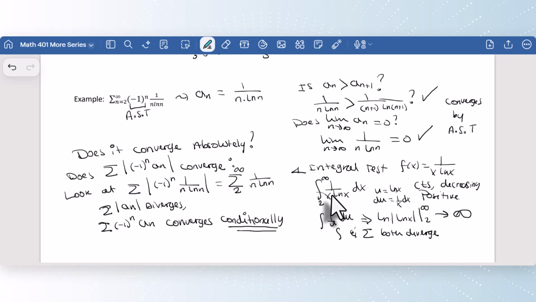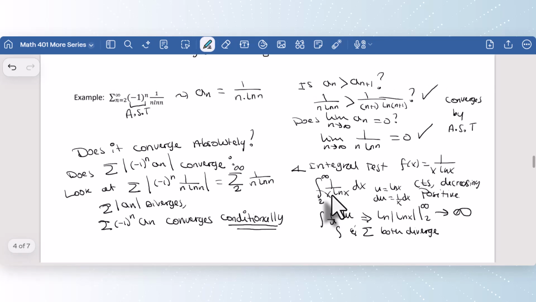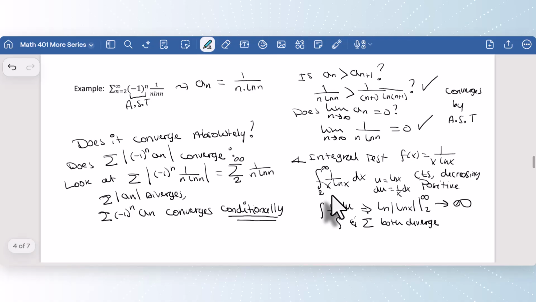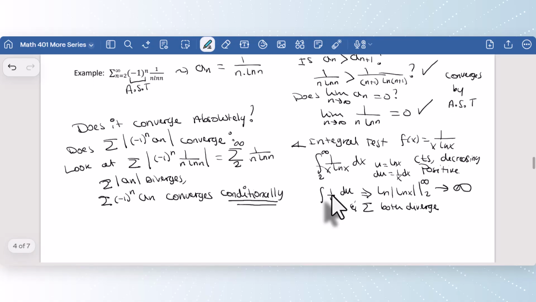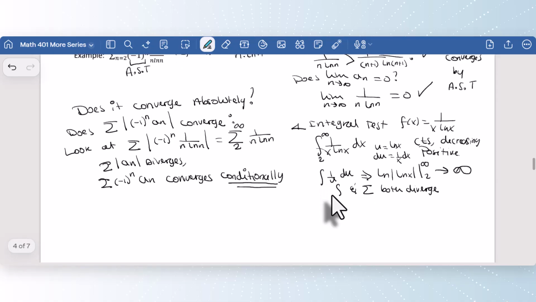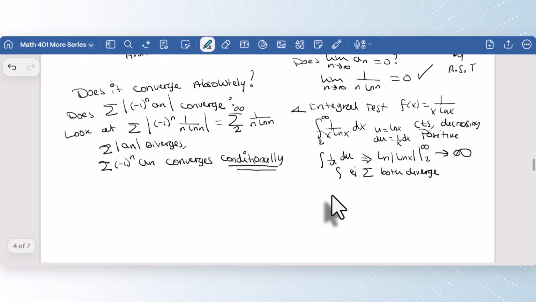Hey everyone, welcome back. We're going to continue with the alternating series test. Before we get to the sum estimations, I just wanted to review again the absolute convergence and state the absolute convergence theorem.